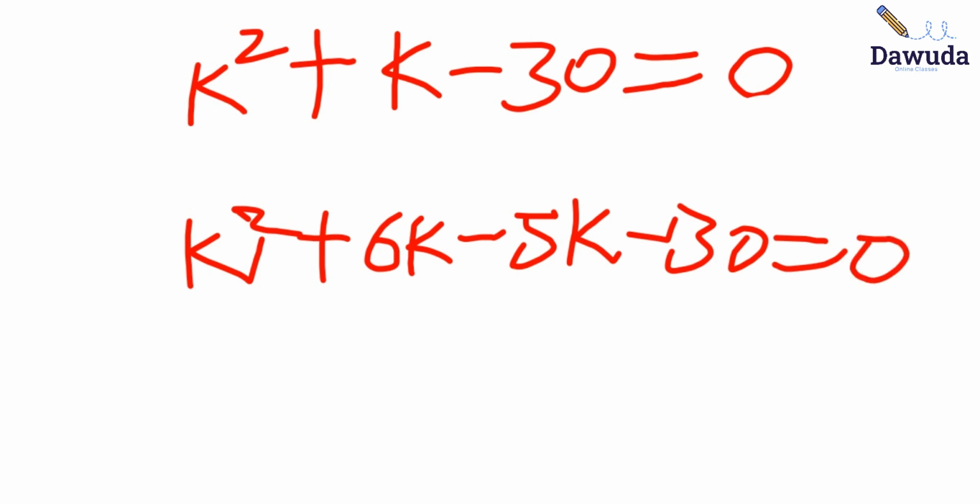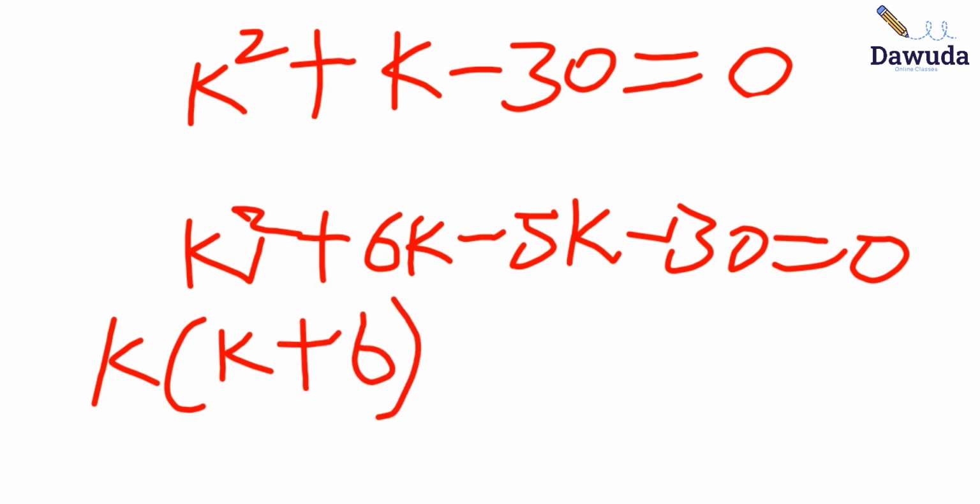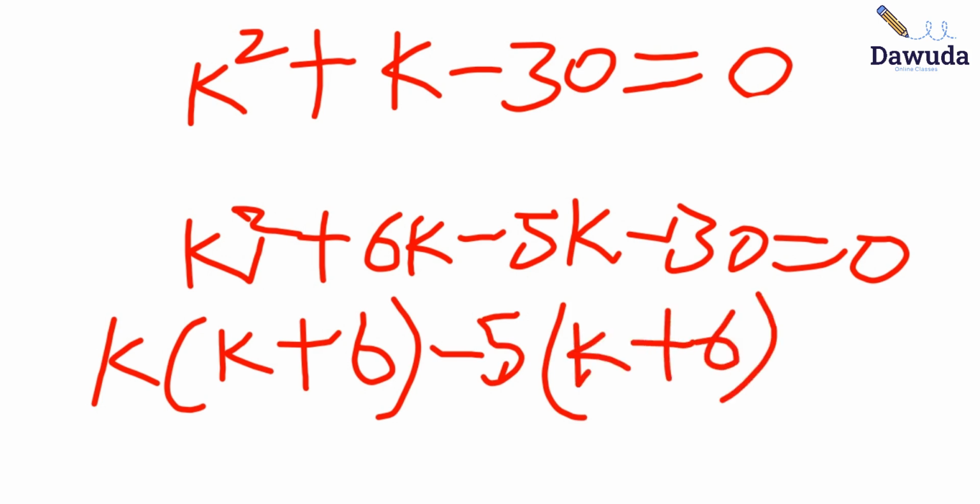So now let's factorize. We have k squared plus 6k, so you can factorize k outside. That k outside times the k inside will give you k squared, plus k times the 6 will give you 6k. Then we have minus 5k and then minus 30. We can factorize minus 5 outside, so we have minus 5 times the bracket (k plus 6) equal to 0.